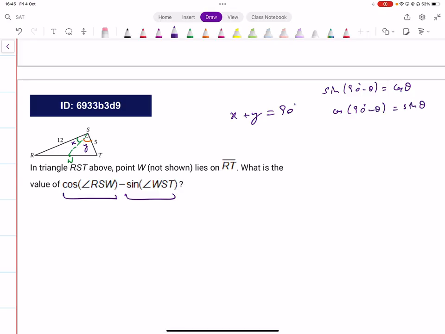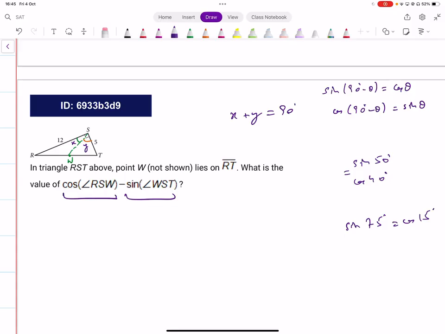What that means is if you have any two angles that add up to 90, sine of one is cos of the other. If you have, for instance, sine of 50 and you have cos of 40, they will be equal to each other. If you have sine of 75 and you have cos of 15, they will be equal to each other. Any two angles that add up to 90, if you find sine of one, cos of the other, they should be equal.